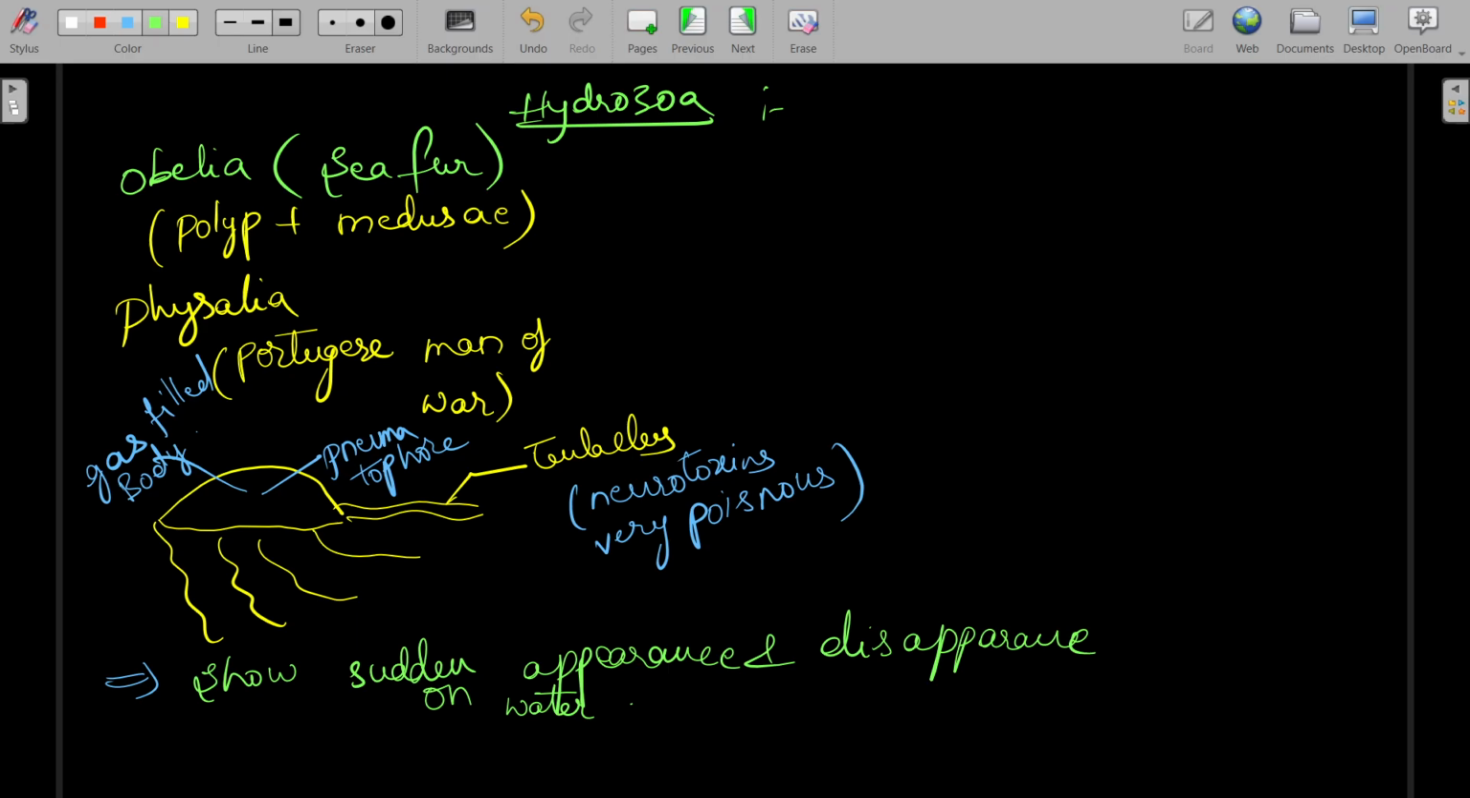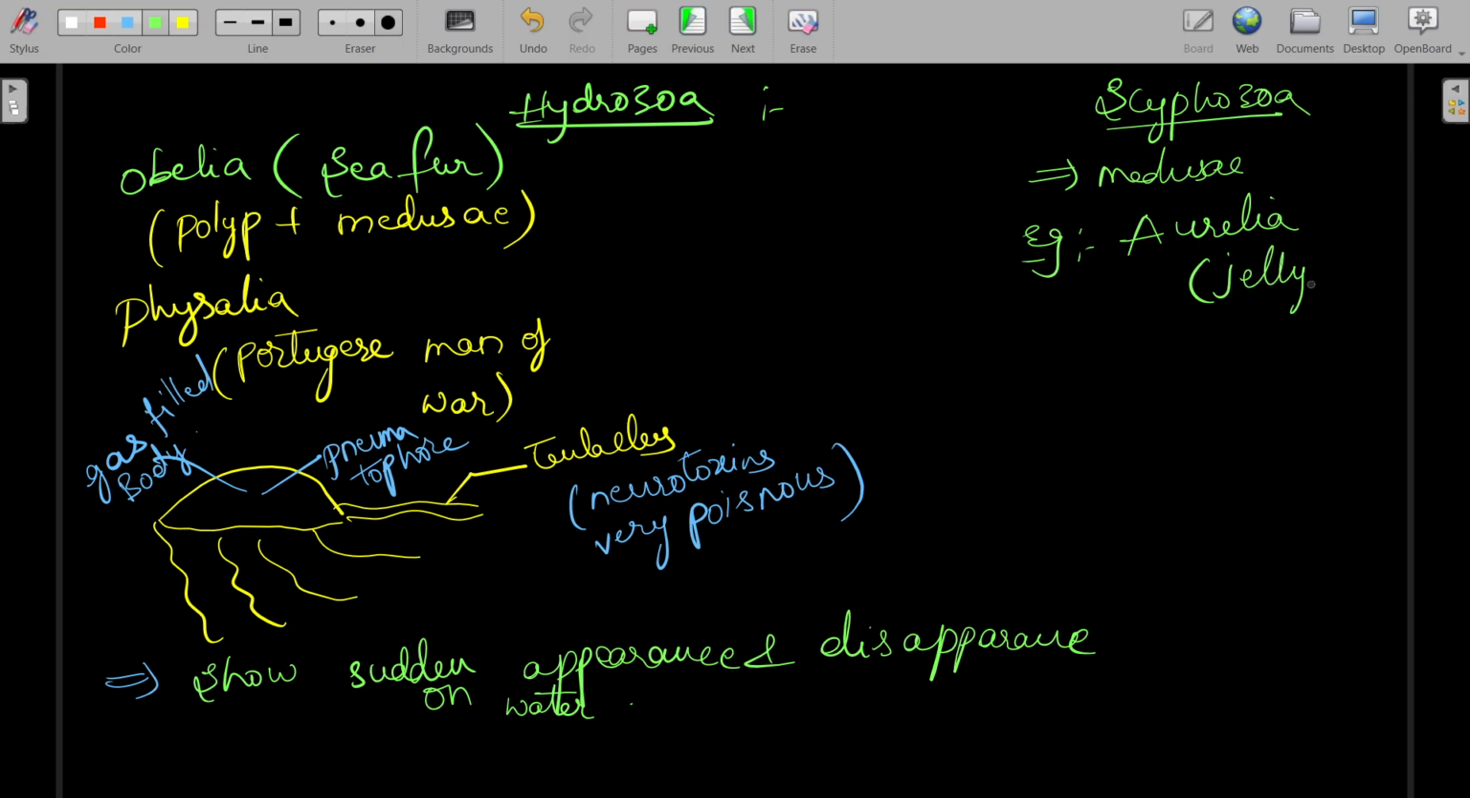Next, coming to the Scyphozoa. We already said that these exhibit only medusa forms, which means you can see sexual reproduction in this. An example is Aurelia, the jellyfish.